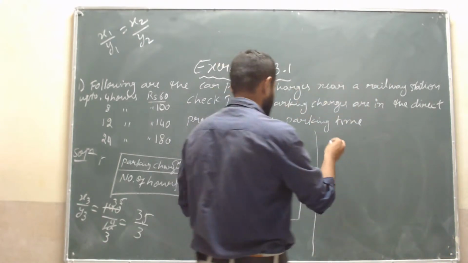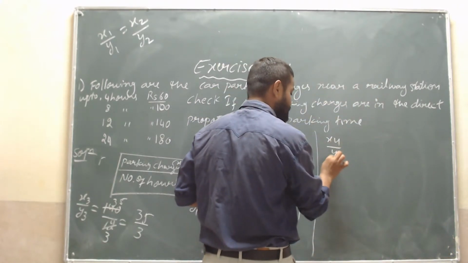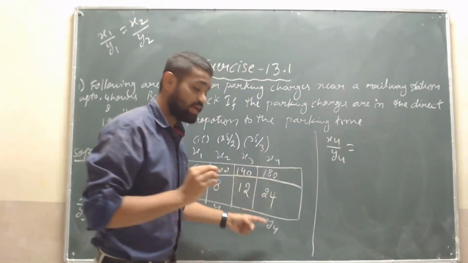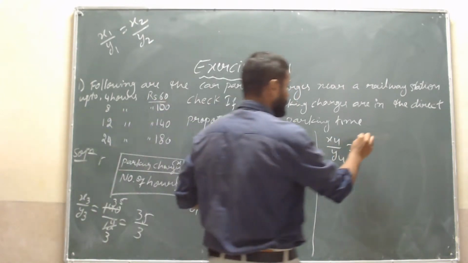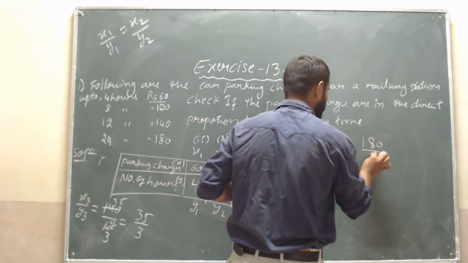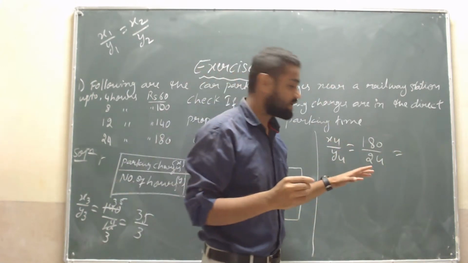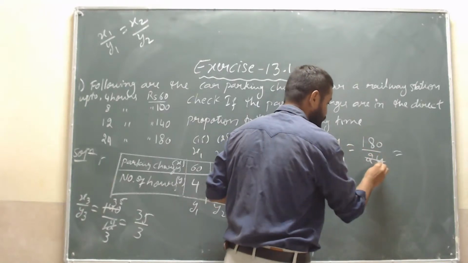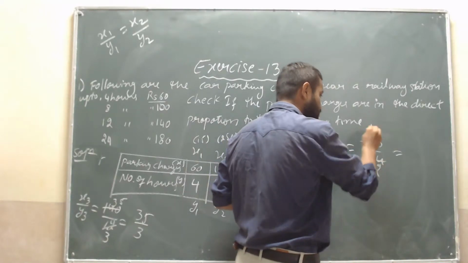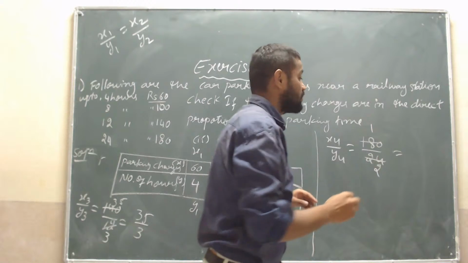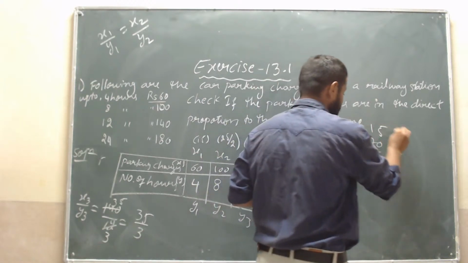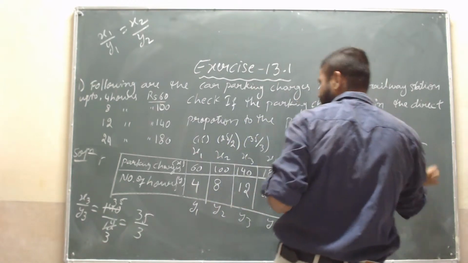Last table, that is x4 by y4, children. x4 by y4 is 180 by 24. And we know that for the table of 12, 12 2s are 24 and 12 1s are 12. What will we get? And 12 5s are 60. So 15 by 12, isn't it?